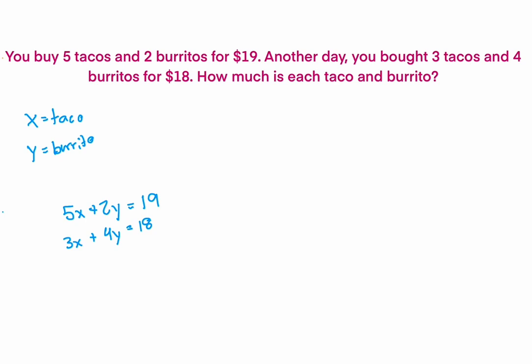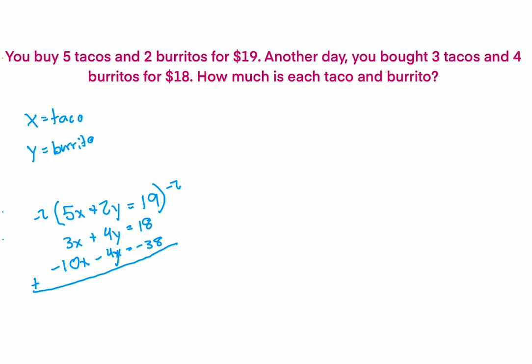If we look at our 2y and our 4y, they also don't cancel right off the bat, but it's a little bit easier because we just have to multiply our top numbers by -2, because then we'll get a -4y. So that's going to be the best approach to take here. If we multiply this entire top equation by -2, we'll get -10x minus 4y equals -38. So now what we're going to do is we're going to combine them.